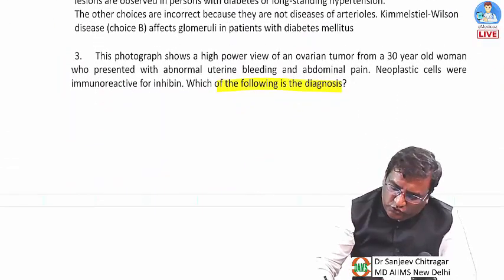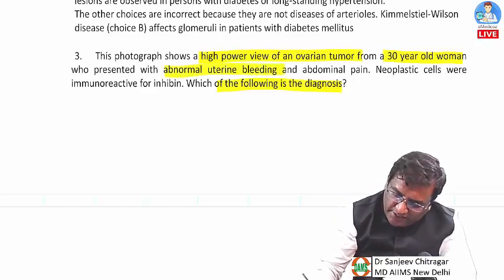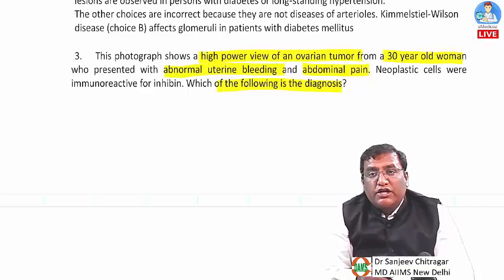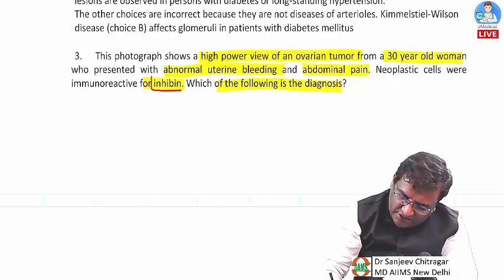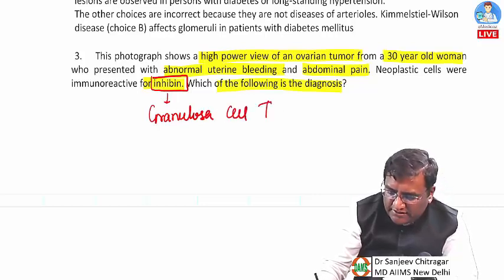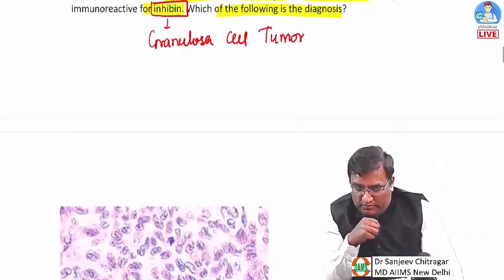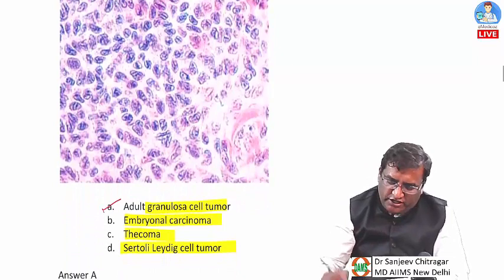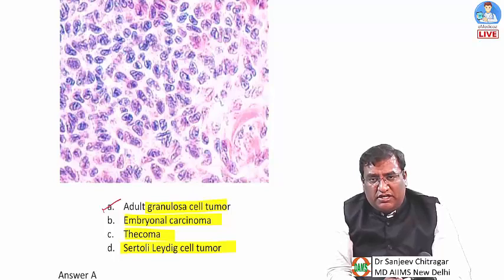This photograph shows a high power view of an ovarian tumor from a 30-year-old woman, who presented with abnormal uterine bleeding and abdominal pain. The neoplastic cells are immunoreactive for inhibin. This is the keyword given. Inhibin is a marker for granulosa cell tumor. Simple. So that was the keyword. The answer will be granulosa cell tumor, and it is in a 30-year-old, so this will be an adult granulosa cell tumor. Of course, granulosa cell tumor can occur even in childhood as well.